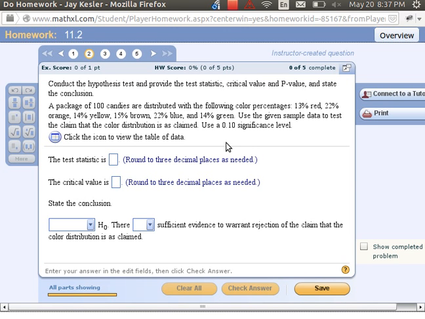Alright guys, as promised, I'm going to go through a calculation using Excel for a problem on 11.2. So I'm looking at number 2 here with the M&Ms. The way to use Excel is first of all, we're going to create a table similar to the table we did in class.